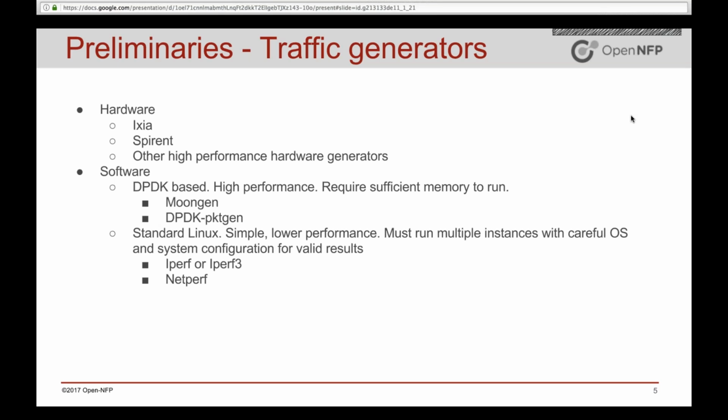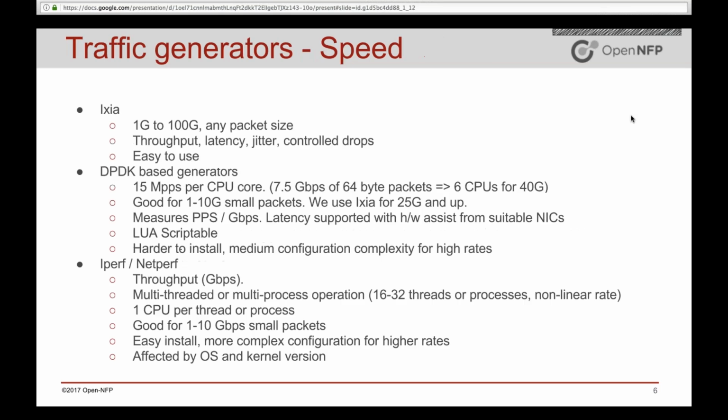If you don't have access to those things, then Linux comes with a variety of different tools out of the box. You can use iPerf, which has gone through a number of iterations, so we'll just generally refer to it as iPerf, but you will want to be using the latest instantiation of that, or NetPerf. Now, iPerf and NetPerf, very easy to use, readily available, but in order to get high rates, you'll need to play various configuration tricks and use multiple instances or multiple threads in order to get the necessary performance.